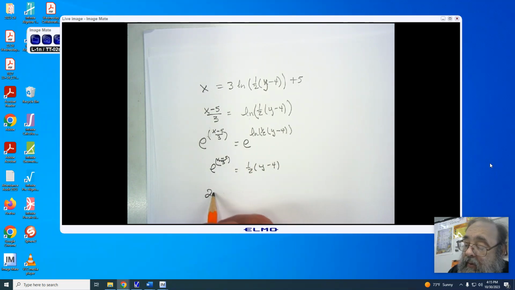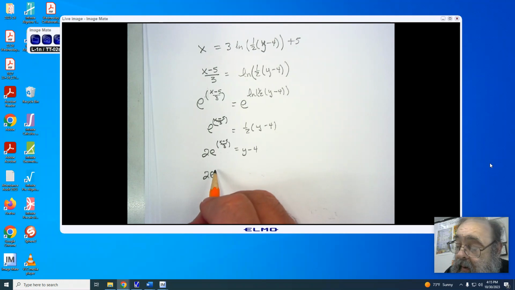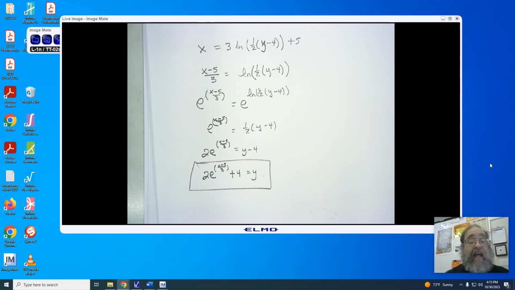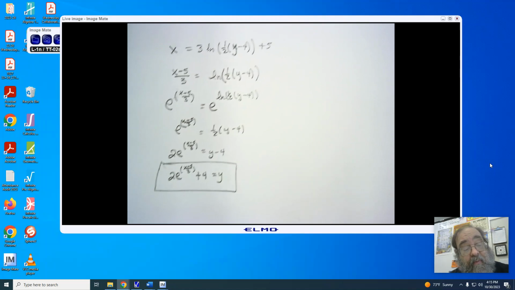I'm going to multiply both sides by 2. And then I'm going to add 4. 2e to the power of (x minus 5) divided by 3, the quantity plus 4, is now my inverse function. That's the answer to number 3. It allows me to now move to number 4.